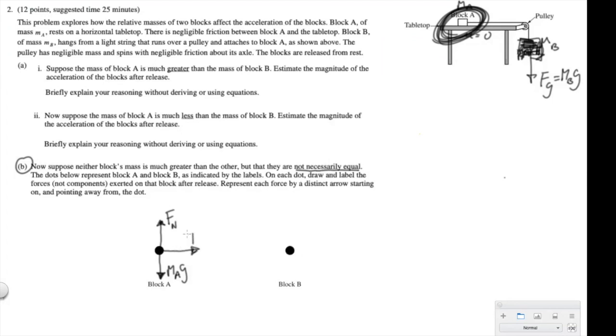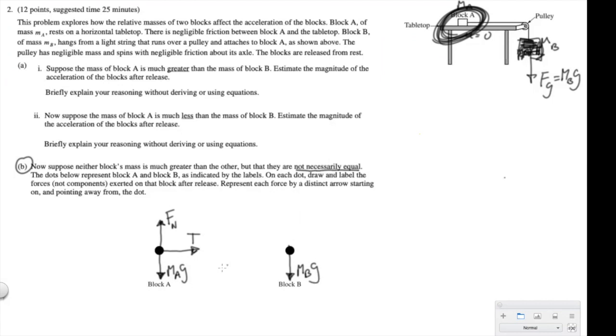So there's tension in the rope pulling on block A. And that's the free body diagram for block A. Now let's go to block B. Block B has weight, mass of B times gravity. And then there's also tension.